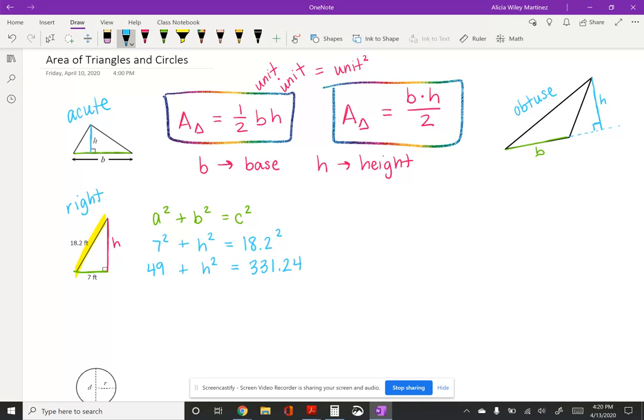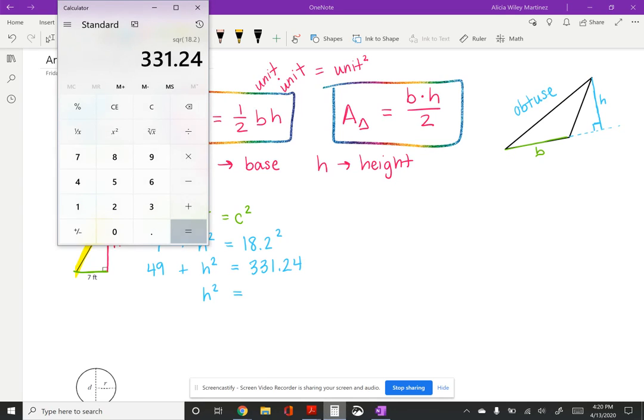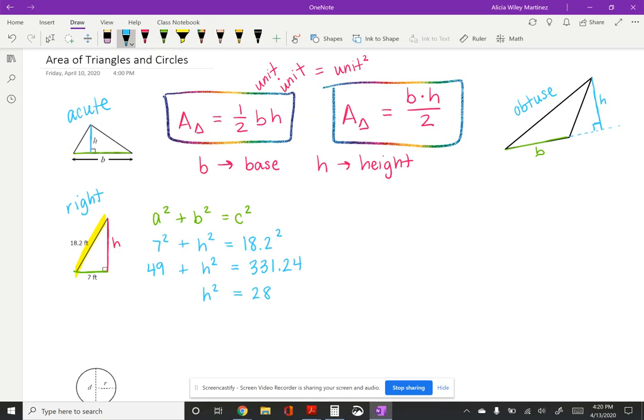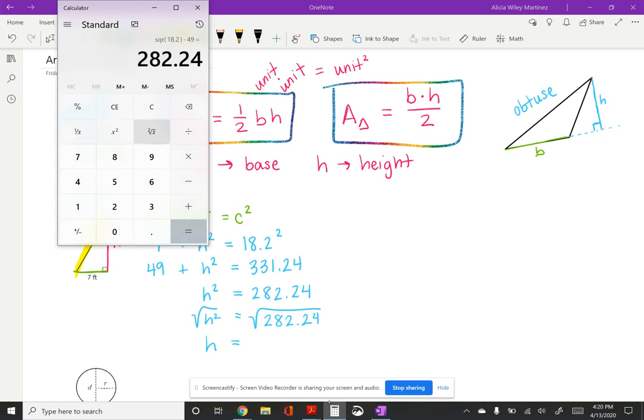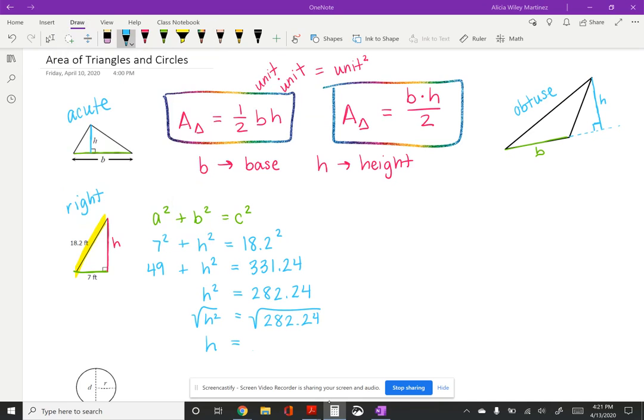And then I'm going to now solve for h by subtracting 49, leaving me with h squared equals 282.24. Again, don't round it until the end. Now to find h, what you're going to have to do is square root both sides. And that will give you your value of h. So let's go ahead and square root that. And I'm going to get 16.8.